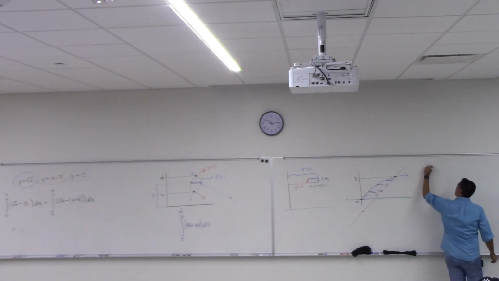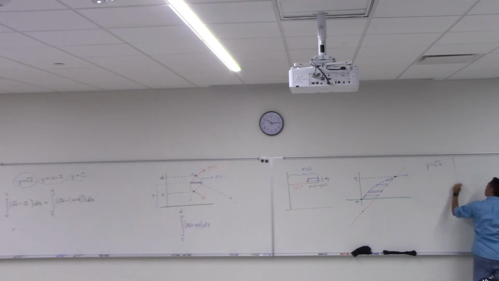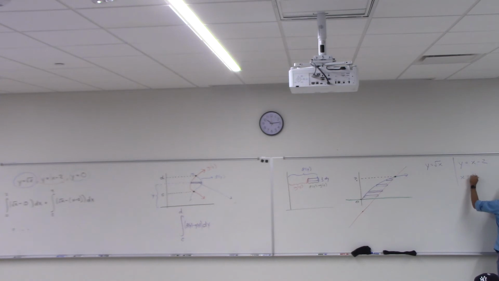So I have y equals square root of x. That's one curve. The other curve was y equals x minus 2. Let's start with this one. This one's the easy one, right? Solve for x, add 2 to both sides. x is y plus 2.